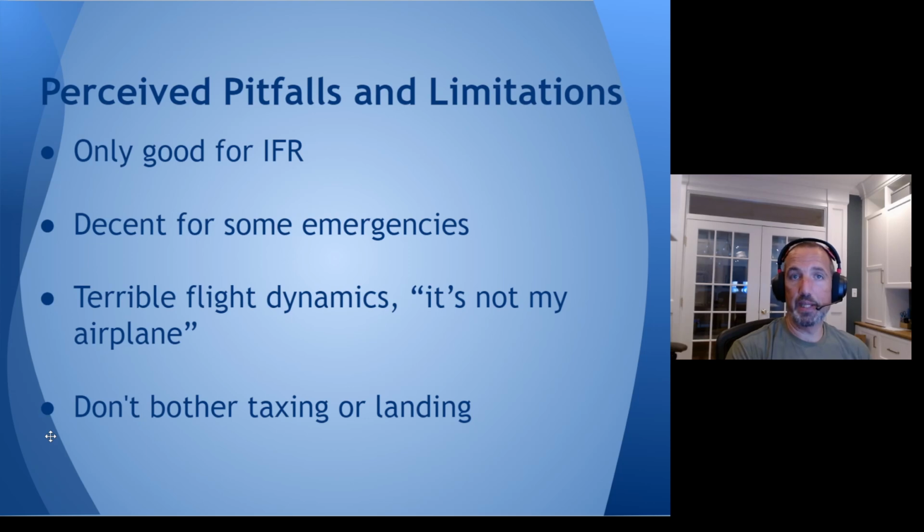There's a perception that you shouldn't bother taxiing or even landing in some sims because the flight controls are so bad. And in fact, that is not true. Simulators are at the point where the visual systems are good enough. The integration with EFBs is great, where you can actually have georeferenced plates and practice that incredibly important skill of taxiing at a busy, unfamiliar airport, because that's something that pilots have to do from time to time.